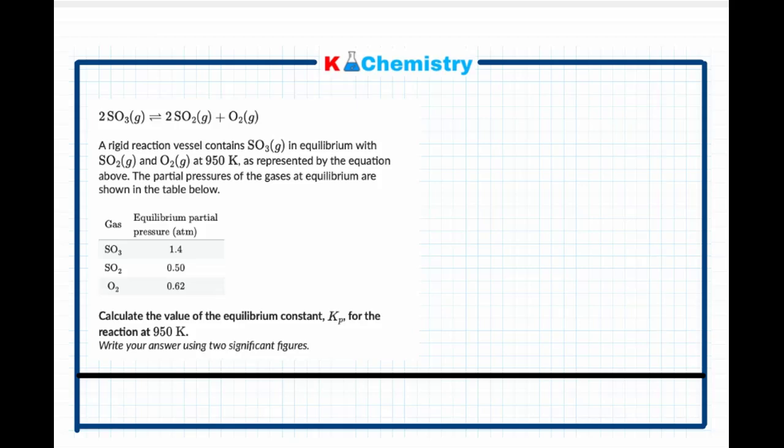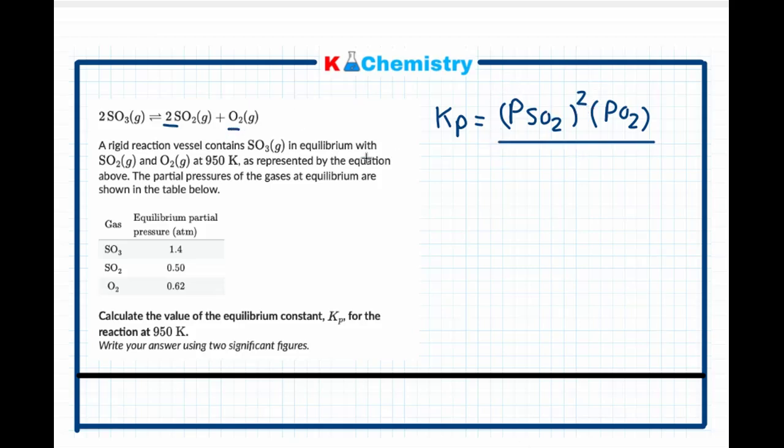two significant figures. To find the value of Kp, all I have to do is write the balanced equation and then write the pressures. The pressure of the product, which is the pressure of sulfur dioxide, is raised to the power of 2 as the coefficient of sulfur dioxide is 2, multiplied by the pressure of oxygen, raised to the power of 1 because the coefficient is 1.